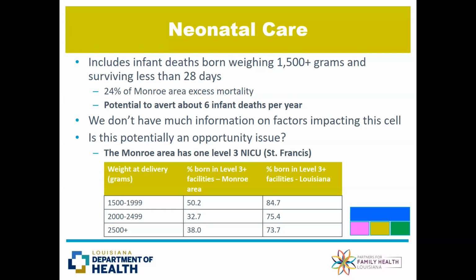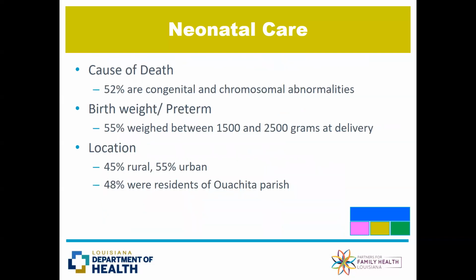Of the babies born between 2,000 and 2,500 grams, about a third were born at a level 3 NICU, when the average for Louisiana as a whole was about 3/4. And of the babies born greater than 2,500 grams, 38% were born at a level 3 NICU, and the average for Louisiana as a whole was about 74%. Looking at the 30 deaths in the cell, the cause of death was congenital or chromosomal anomalies for about half of the deaths. 55% weighed between 1,500 and 2,500 grams at delivery, which are low birth weight infants. And there was a pretty even split between residents of rural parishes and residents of urban parishes.